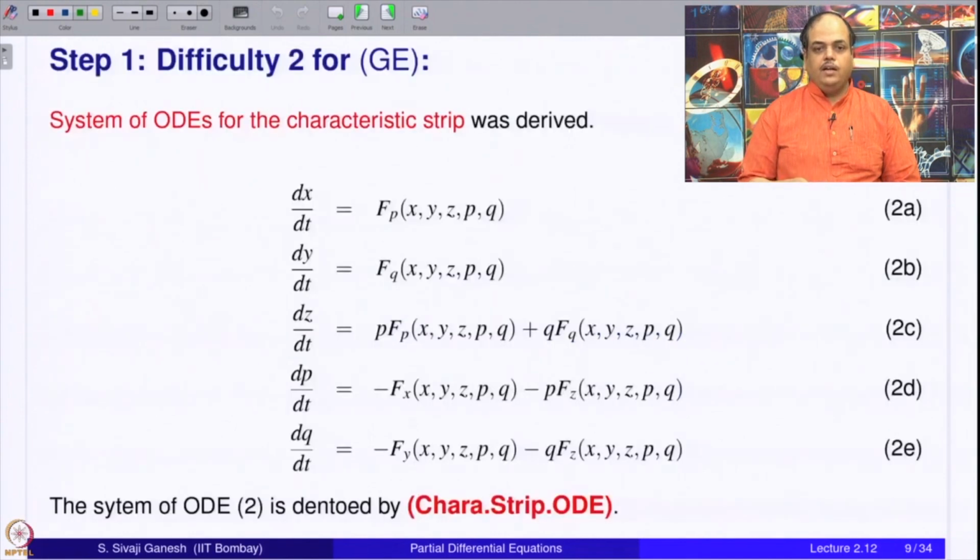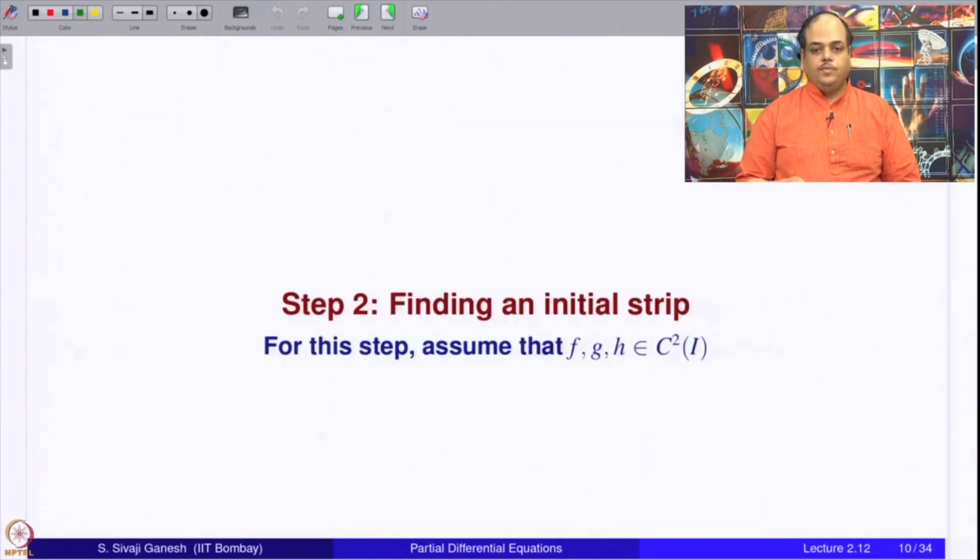Now, we need to find a solution to this. What is the next step? As I told you at the beginning of this lecture, it is to find solutions to this, so that x0, y0, z0 is a point on the datum curve, let us say Fs, Gs, Hs. But what will be the initial conditions for P and Q? Those are not there. So, we need to derive that. That is what is called finding an initial strip.